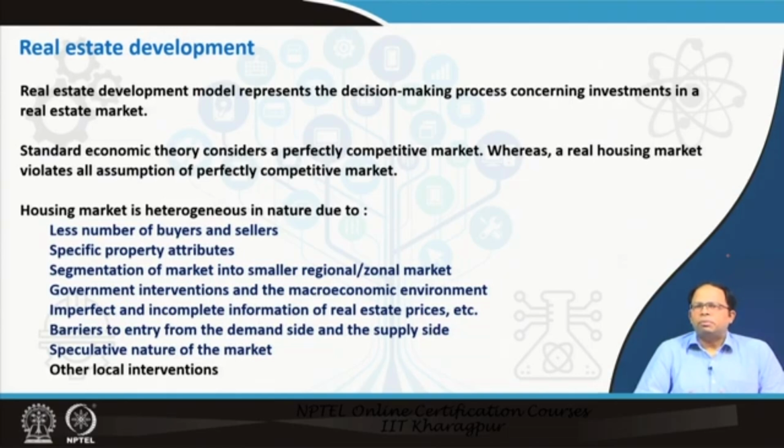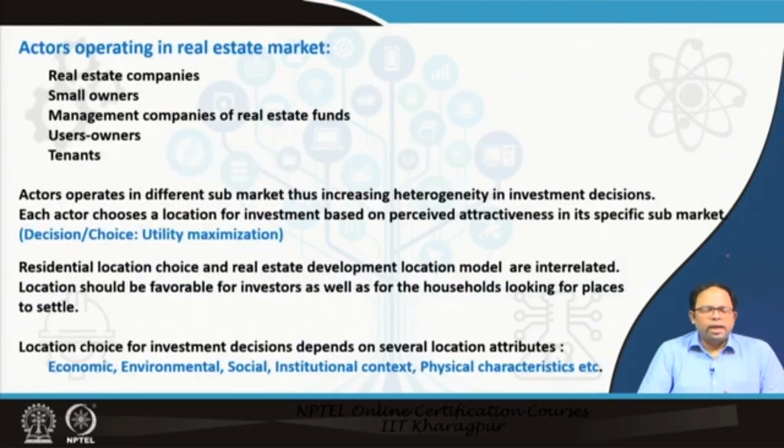People also do not have complete information. Sometimes they have imperfect information about real estate prices or about a particular housing area, and there are barriers to entry from both the demand side as well as the supply side, and there is also the speculative nature of the market. That means people buy land or decide to construct in an area where they speculate that this area will grow, or there would be new investment coming into that area, or new infrastructure coming into that area. So, the speculative nature also makes it difficult to do predictions. And in addition, there are also local interventions from different other perspectives as well. So, that is why the housing market is very heterogeneous, and it is very difficult to ascertain where new developments will come.